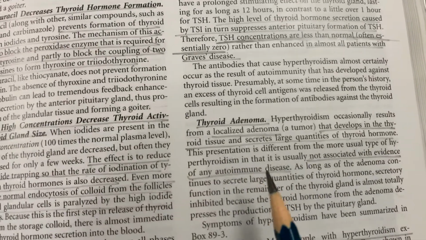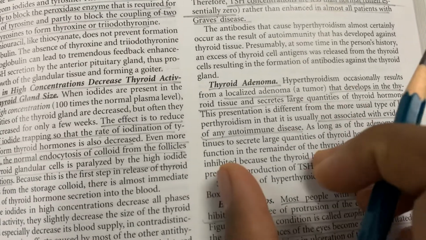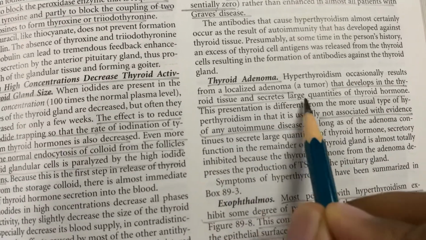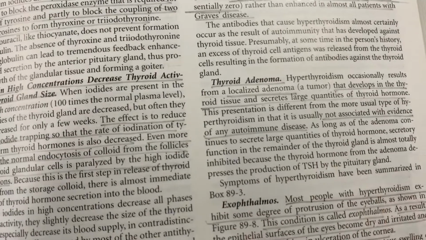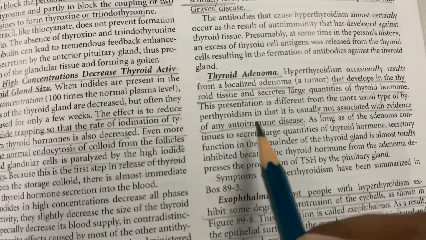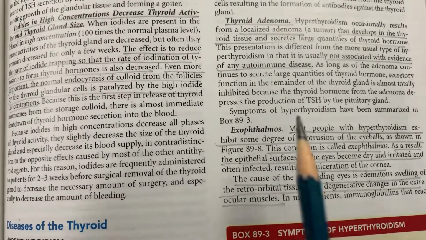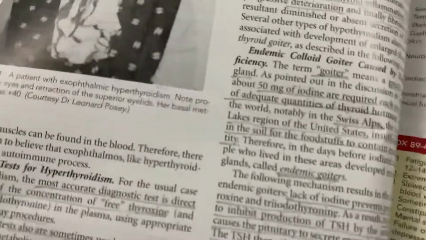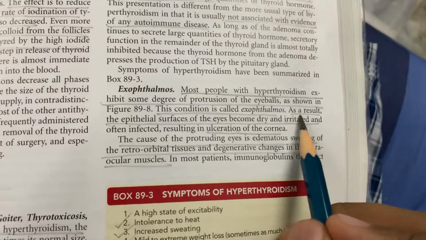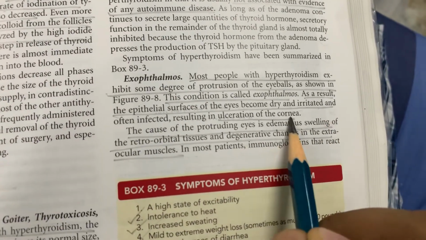Whereas in thyroid adenoma, there is a localized tumor, an adenoma, that develops in the thyroid tissue and secretes large quantities of thyroid hormone. However, there is no autoimmune aspect to this. It is not associated with evidence of any autoimmune disease. And then you also have exophthalmos. Most people with hyperthyroidism exhibit some degree of protrusion of the eyeballs, as you can see in this picture right here. That is because the epithelial surfaces of the eyes become dry and irritated, and this results in ulceration of the cornea.